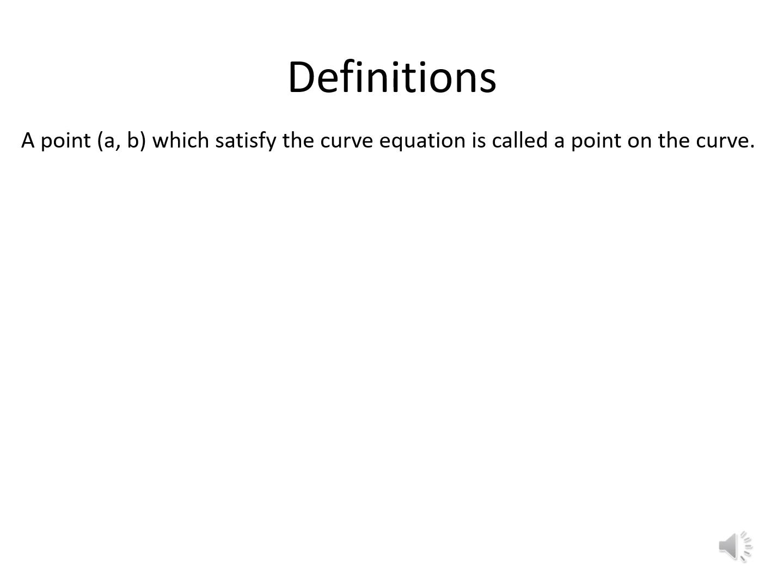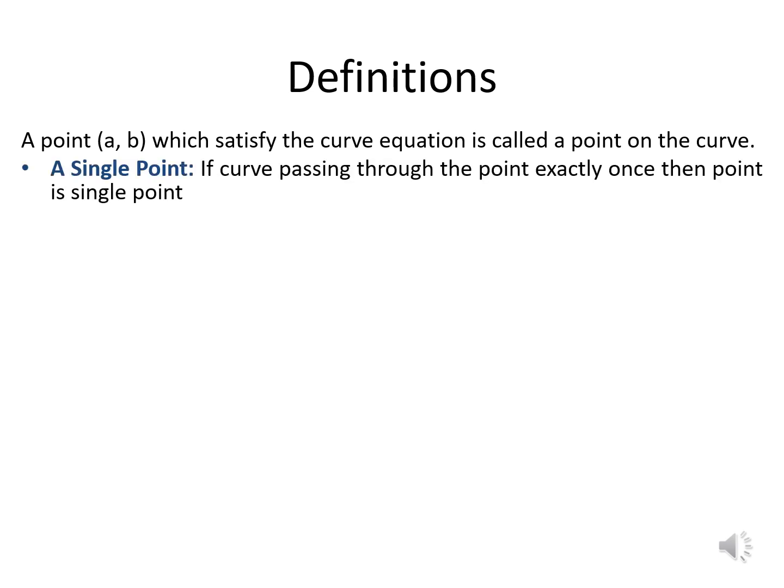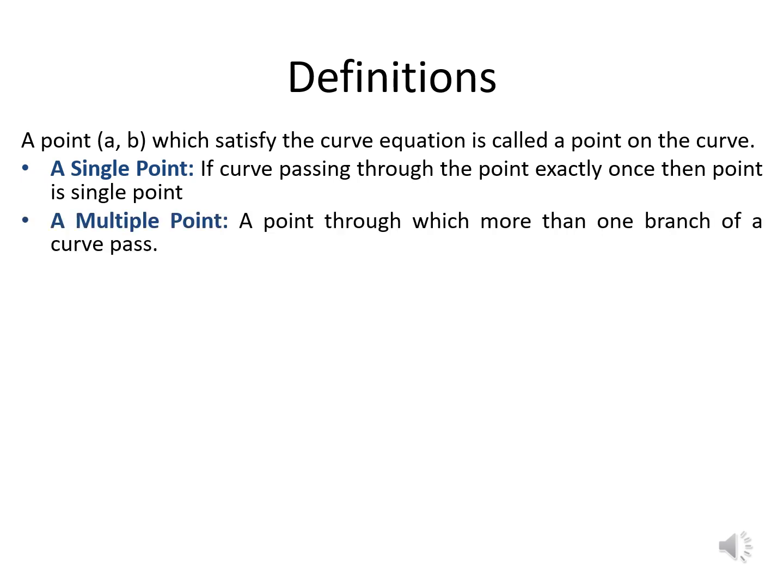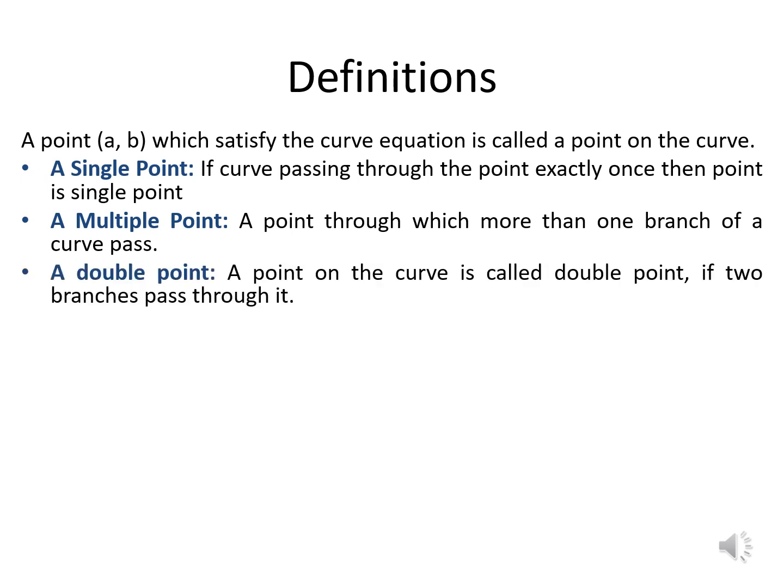That point can be of four types. First one, it can be a single point. If your curve is passing through that point exactly once, then that point is called a single point. But if your curve is passing through any point multiple times, then it is called a multiple point. Now under this multiple point, we are having double point. If your curve is passing through a point exactly two times, then it is called a double point.